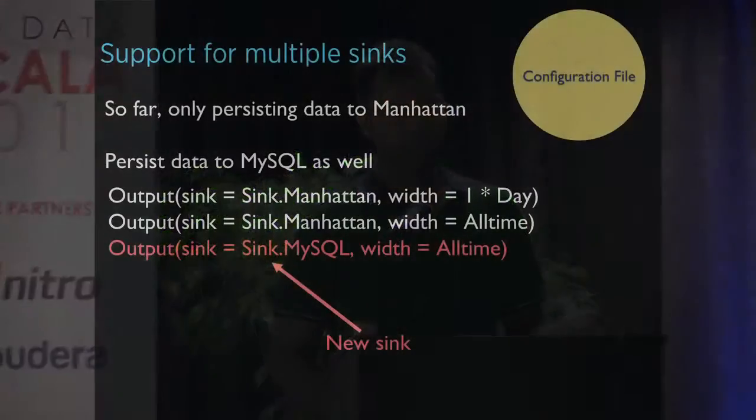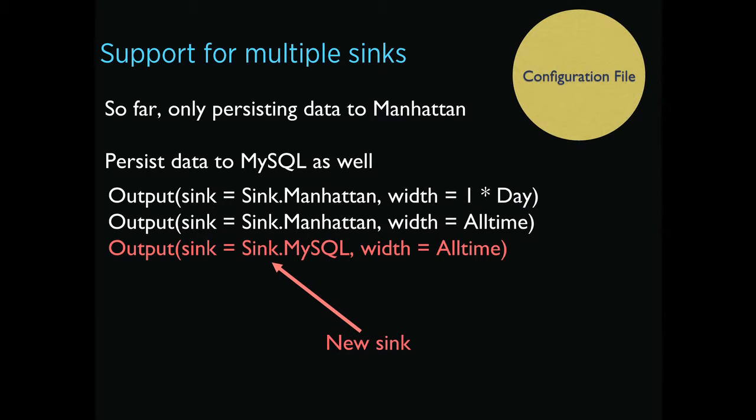And then say I've been persisting data to Manhattan, and I want to persist data to MySQL as well. I add a new line to my Tsar job that says, okay, sync to MySQL, and then I run Tsar deploy again and now I begin to have aggregates inside MySQL. So a typical Tsar workflow is I create a job, I deploy it. If I want to modify my job, I can modify it, and then I deploy it again. And if I want, I can optionally run a backfill as well.